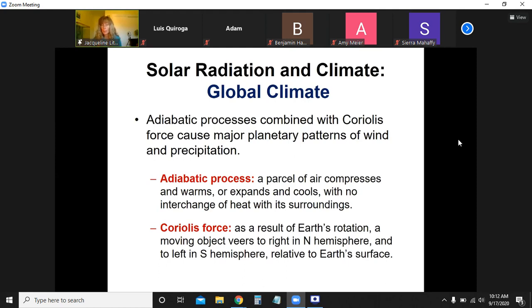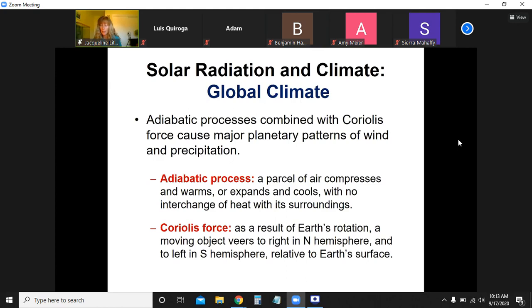Now, Coriolis force, right? This is the result of the Earth's rotation. This is the idea that a moving object veers to the right in the northern hemisphere and veers to the left in the southern hemisphere relative to the surface of the Earth. And this effect is maximal at the poles and minimal at the equator. So the winds associated with that Coriolis force are the things that are driving the major oceanic currents. And all those things together are going to determine climate.